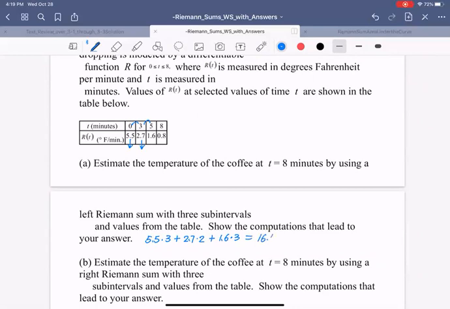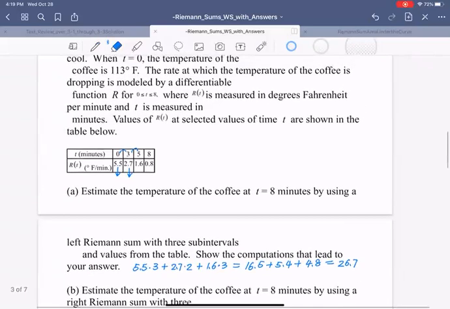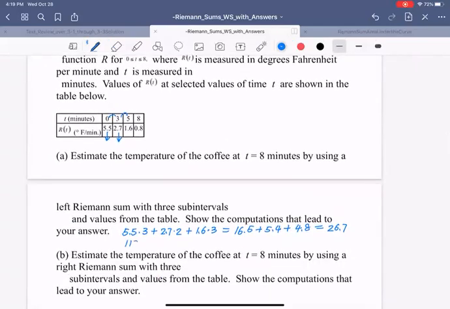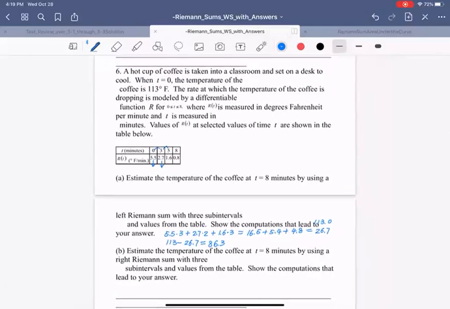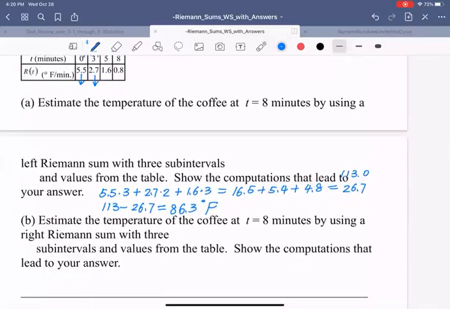We can calculate it by mental math. So 5.4 plus 4.8 is 10.2. So this equals 26.7. And you're starting from 113. 113 minus 26.7, so estimated it's going to be 86.3 Fahrenheit. That's the temperature after 8 minutes.